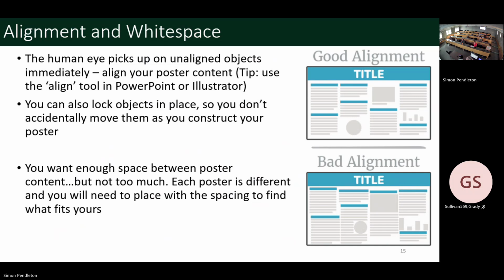Okay. Alignment and white space. It already came up a little bit, but again, if things are slightly out of line, you will notice it. So you have the align tools in PowerPoint and Illustrator. Those can be really helpful. Note that you can also lock objects, right? So if you have a panel that you want to stay here, you can lock it in place so that you don't accidentally drag it or move it, which I find very useful. That was all I wanted to say about this.